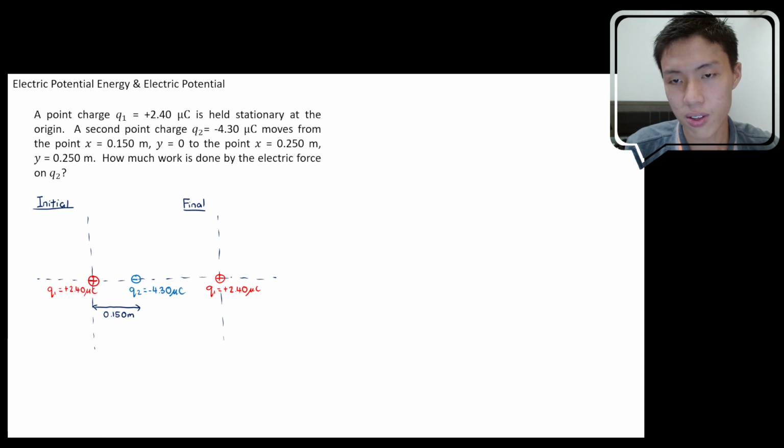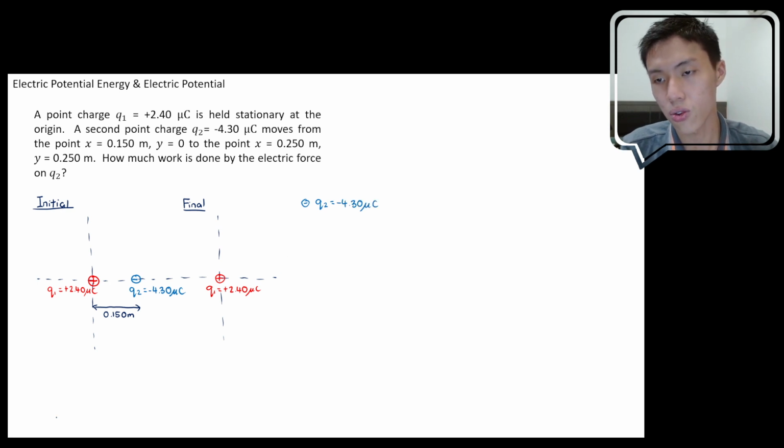So 0.25 is definitely further away than 0.15. Let me repeat my statement. Because X is positive 0.25, it goes to the right by 0.25. Because Y is also positive 0.25, it goes up by 0.25. So go to the right 0.25, go upwards 0.25, and you find your Q2 to be around here. Let's label it: Q2 equals negative 4.30 microcoulomb.